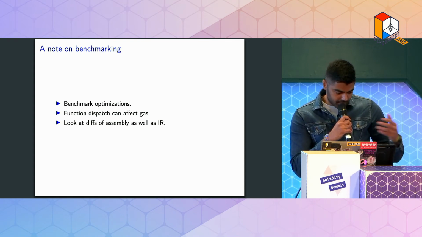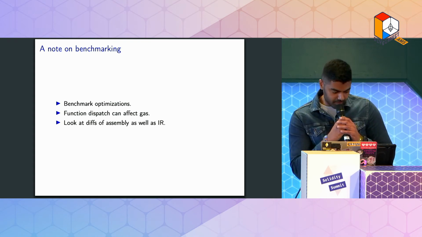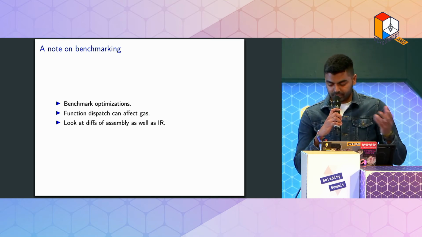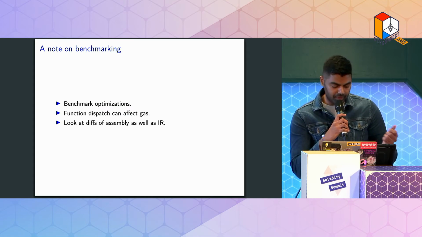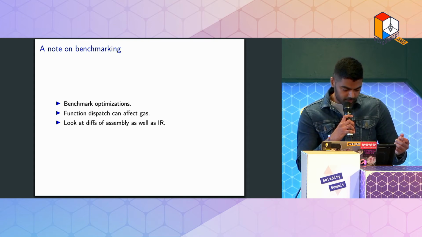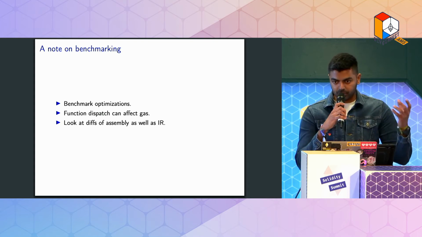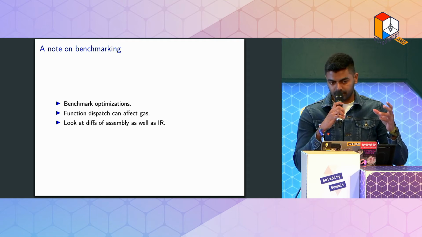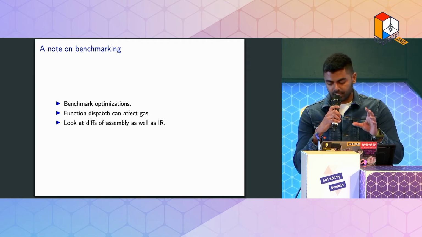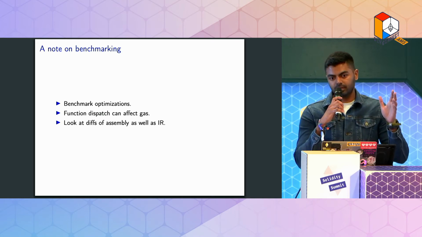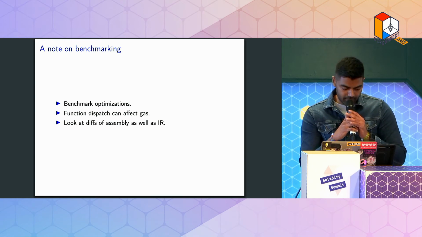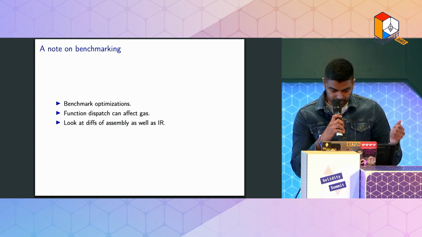Now I want to add some random notes about benchmarking. So when you try to optimize your contract, especially smaller optimization, you have to always benchmark it. And when I say benchmark, you should try to write a contract that does things in a certain way and try to write the same thing in a different way and try to check which one has lower gas. But one caveat here is that the function dispatch can affect the gas.